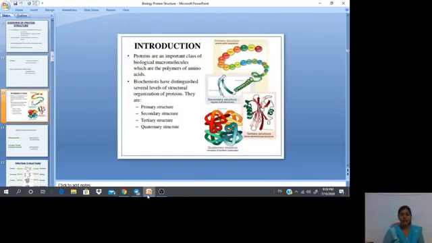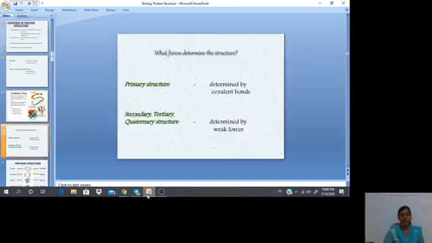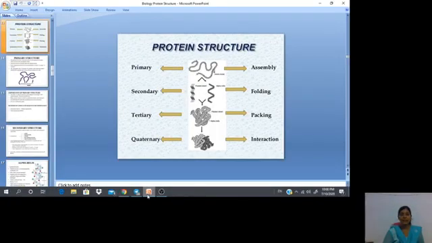The structural organization of protein has four types: primary structure, secondary structure, tertiary structure and quaternary structure. The primary structure is determined by covalent bonds, whereas secondary, tertiary and quaternary structures are determined by weak forces. Let us discuss the overview of the different types of structure. Primary structure means assembly, secondary structure means folding, tertiary structure means packing and quaternary structure means interaction.